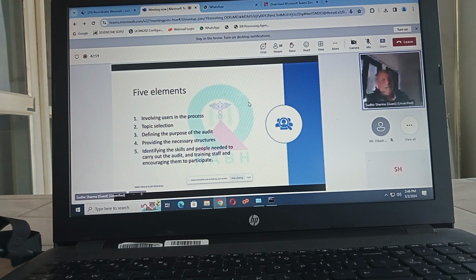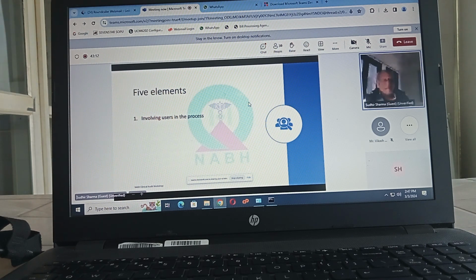Now we are talking about selection of topic. It has 5 elements. The first is evaluating users to process topic selection. We are touching on that, and we are touching on step 1 also, the clinical process. So, who are the users in a healthcare organization?